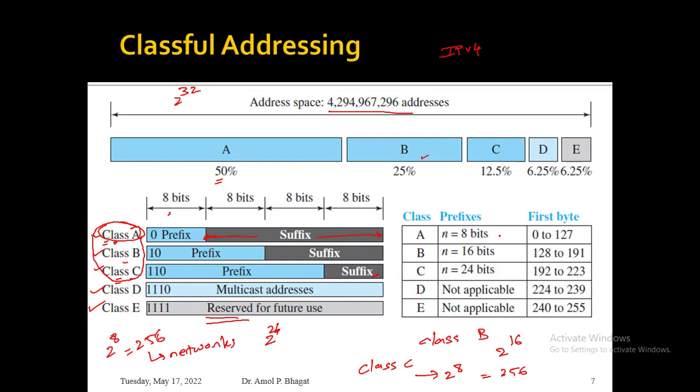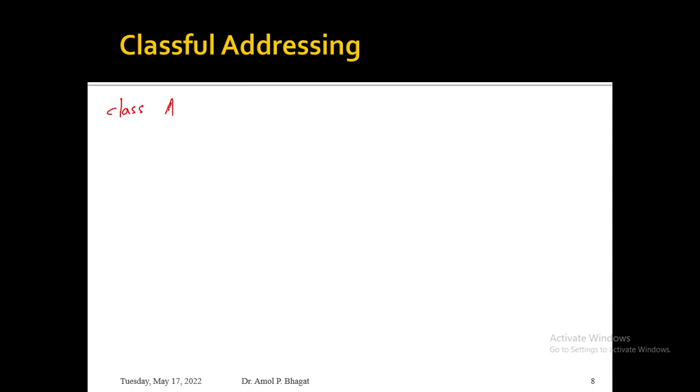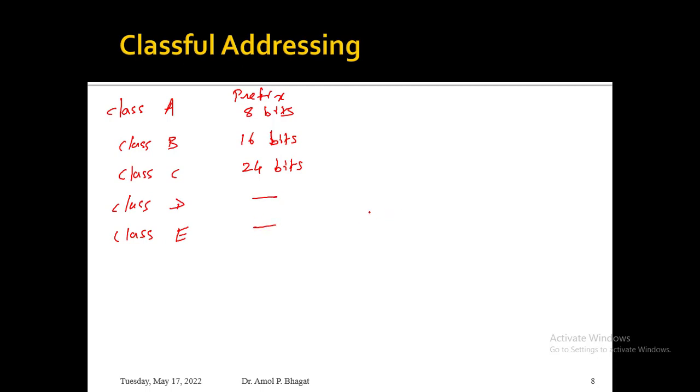Now let's see how this table has been derived from these addresses: class A, class B, class C. If I'm talking about class A, the prefix is of 8 bits. In class B, it is of 16 bits. In class C, it is of 24 bits. And in case of class D and class E, it is not divided into any prefix.